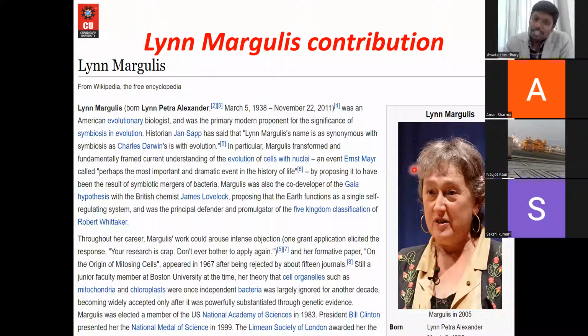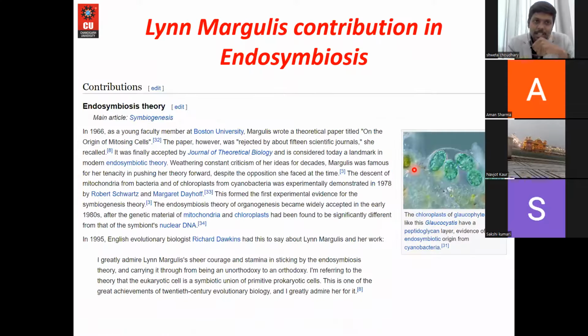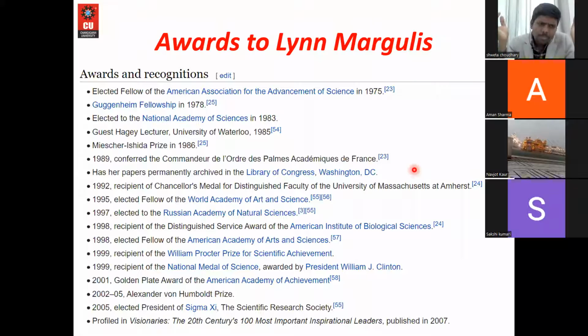Darwin hadn't understood how complicated life evolved on planet Earth, how single cells came to multiple cells. But she filled the gap, the missing link between prokaryotes and eukaryotes, with her beautiful theory called the endosymbiotic theory, Lynn Margulis' contribution. She received many awards.